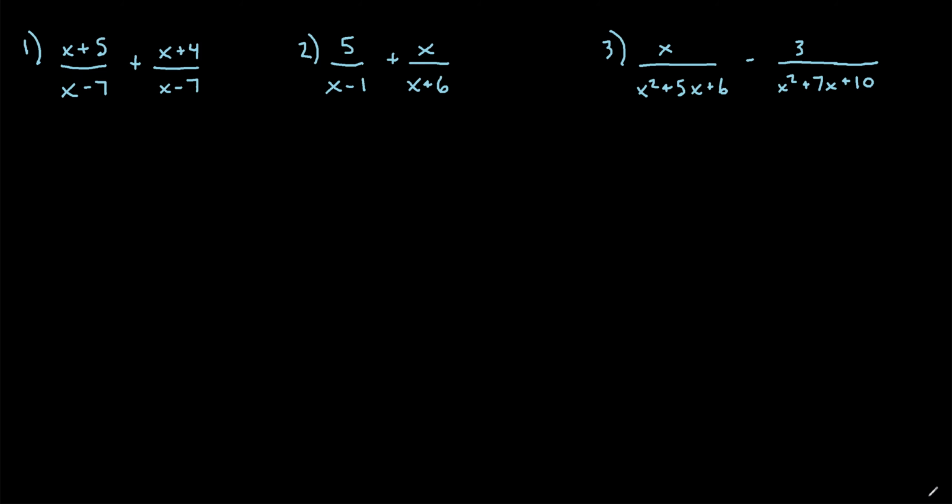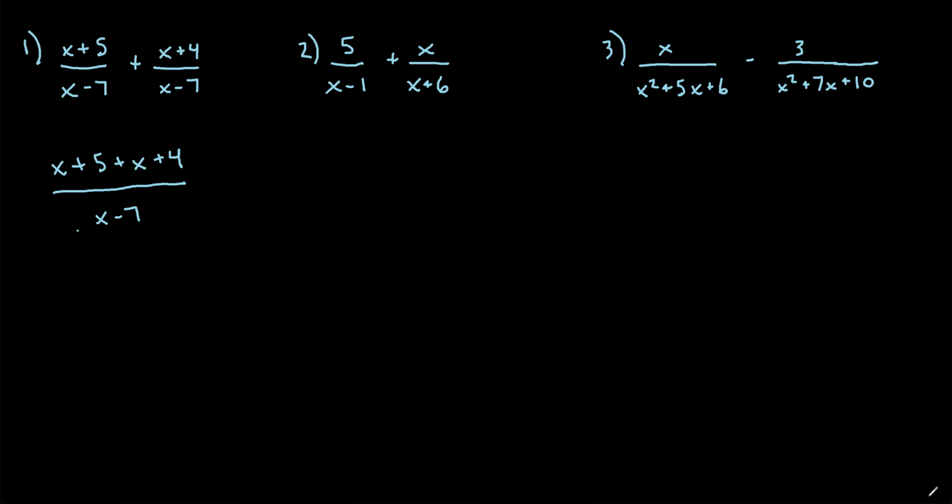So when we add and subtract rational expressions like this, all we have to do is make sure that the denominators are the same and then just add or subtract straight across. In this example, the denominator of this expression is x minus 7, and the denominator of the next expression is also x minus 7. So since the denominators are already equal, we can simply add the terms in the numerator straight across. So we'll get x plus 5 plus x plus 4, all over x minus 7.